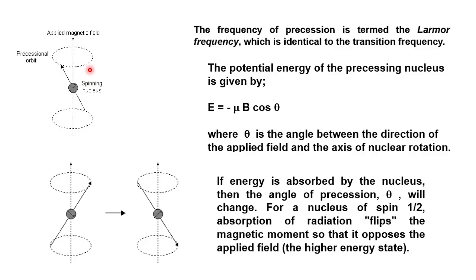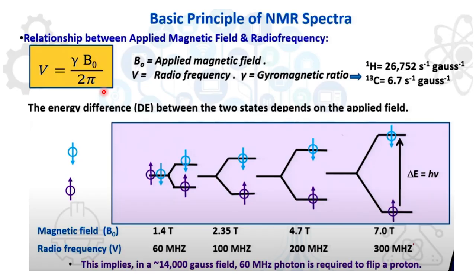So this rotational frequency is called the Larmor frequency, and when a spinning charge is spinning in the presence of an external magnetic field, it is spinning at a specific angle between the direction of the applied field and the axis of the nuclear spin. Now if the energy is absorbed by the nucleus, then the angle of precession theta will change. For a nuclear spin half, absorption of radiation flips the magnetic moment so that it opposes the applied field, to the higher energy state. So nu equal to gamma B0 by 2 pi.